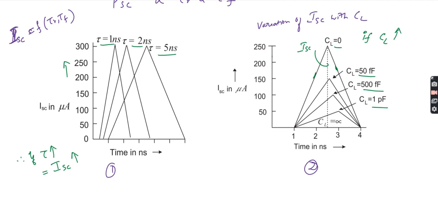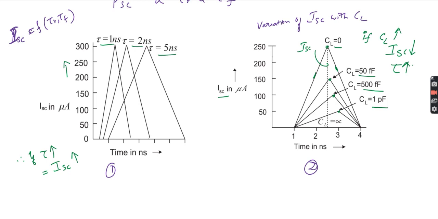So as the CL value increases, what happened to the short circuit? You can see this point. The short circuit reduces. Okay, short circuit is bad. What about that time, that tau? Tau will increase. So this is a very important thing.